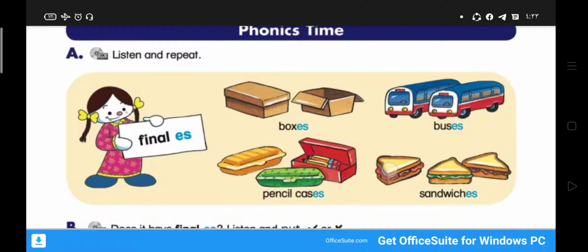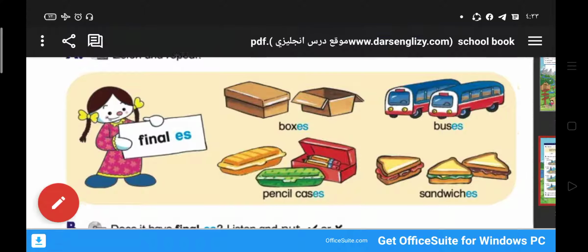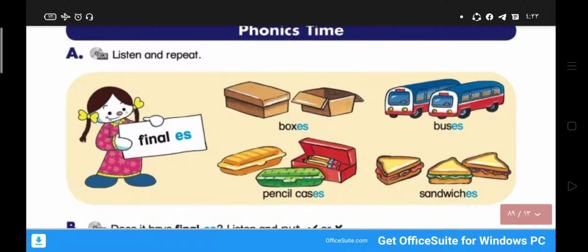Lesson 4, for next time. Final ES. These words end with ES for plural. Like the word box, plural of box is boxes. Bus, plural of bus is buses. Pencil case, plural of pencil case is pencil cases. Sandwich, plural of sandwich is sandwiches. Listen well, we pronounce ES as iz. Boxes, buses, pencil cases, sandwiches, okay?